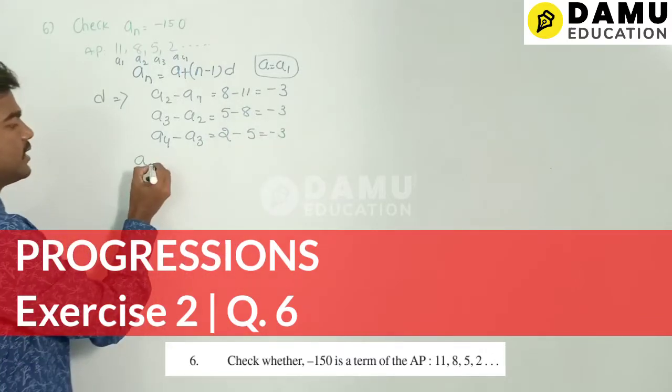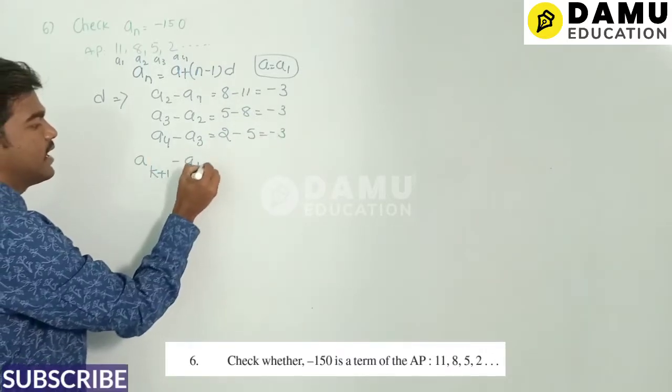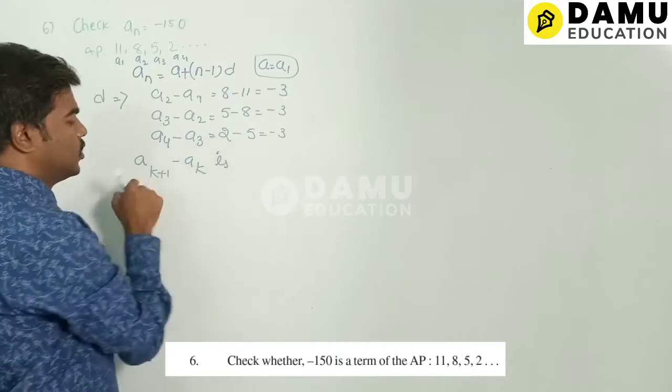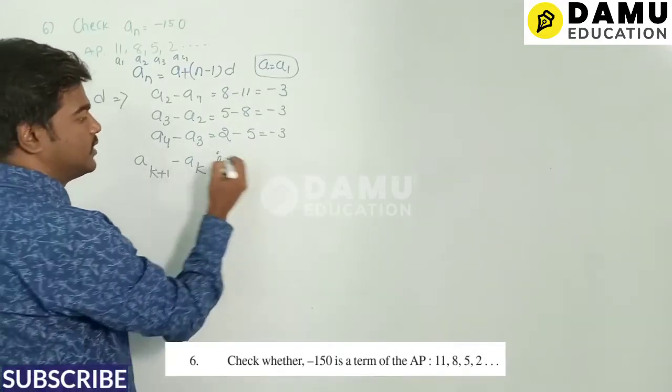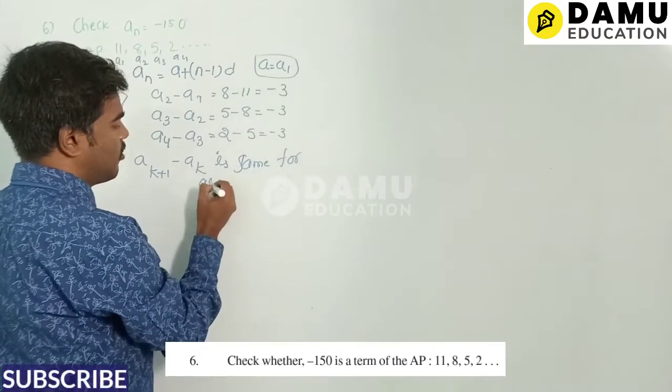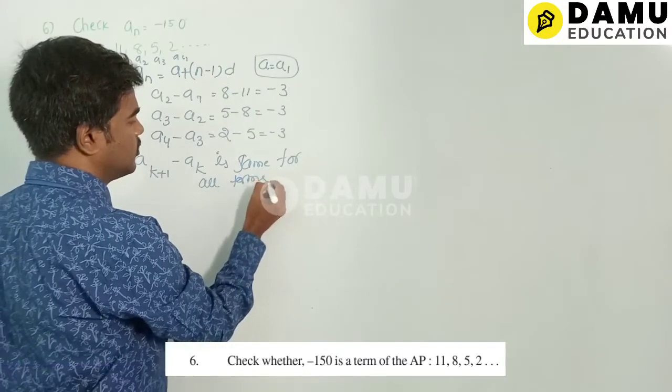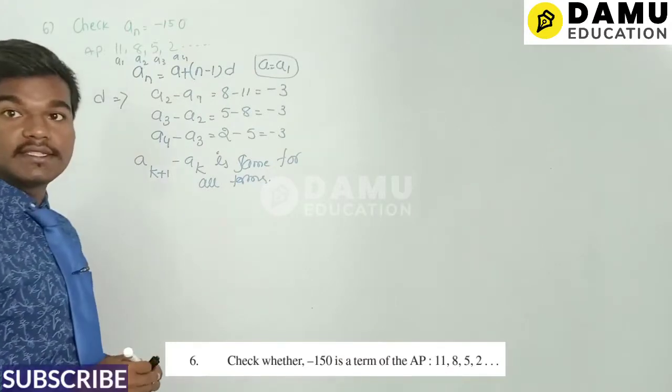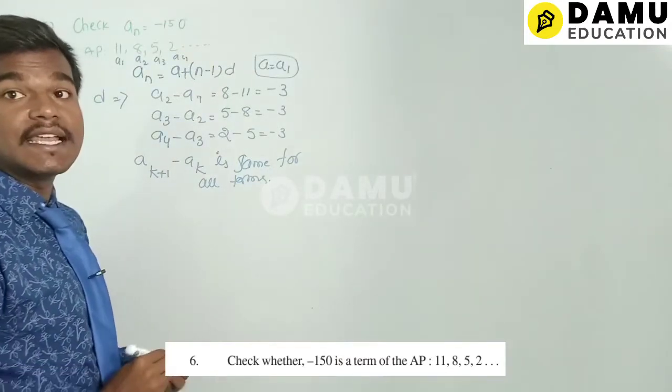So here we can say a k plus 1 minus a k, that is the second term minus the first term, is the same for all terms. So it is in AP. Now we have to take the a n term.